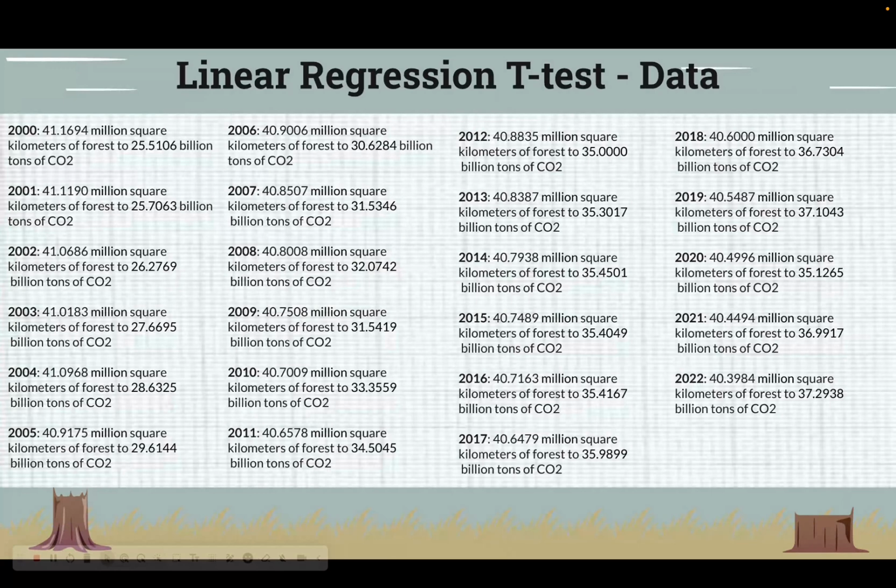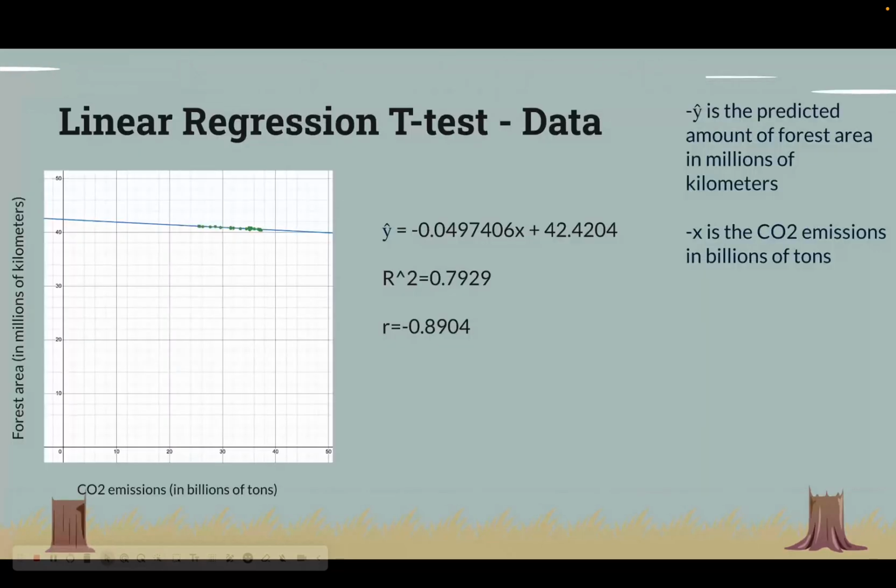In this analysis, the explanatory variable is CO2 emissions, measured in billions of tons, and the response variable is forest area, measured in millions of square kilometers. Here's a graph of the data, as well as the equation for y hat, the values for r squared and r, and the variables for y hat and x. Y hat is the predicted amount of forest area in millions of square kilometers, and x is the CO2 emissions. The equation for y hat, r squared and r are listed on the screen.